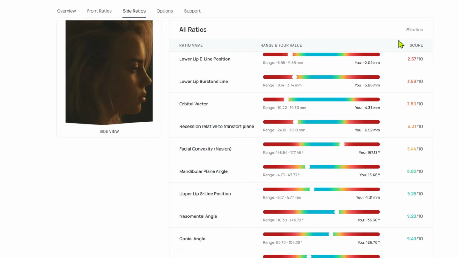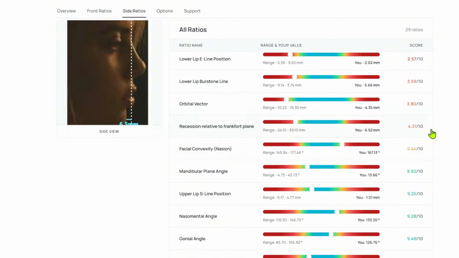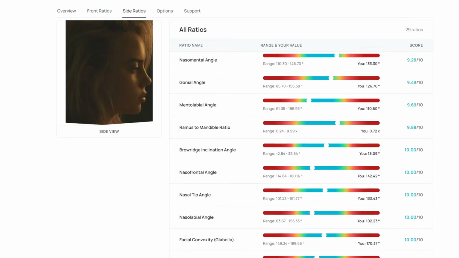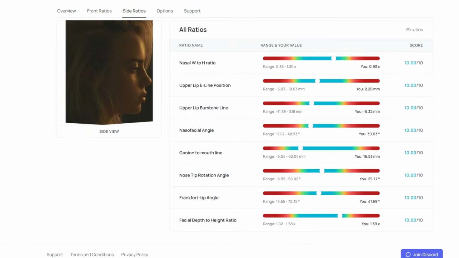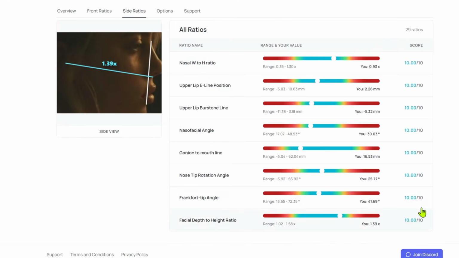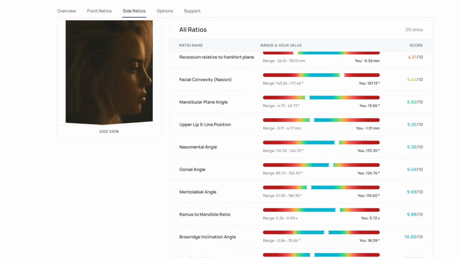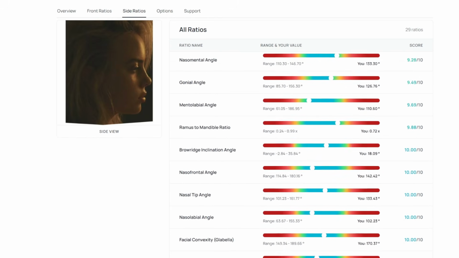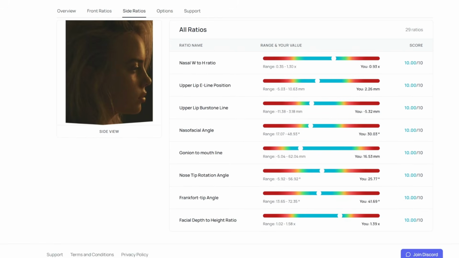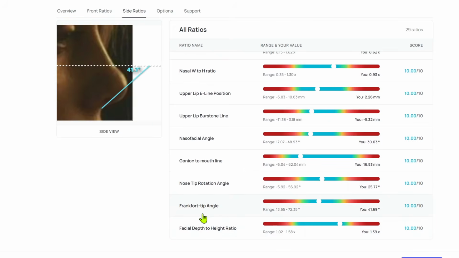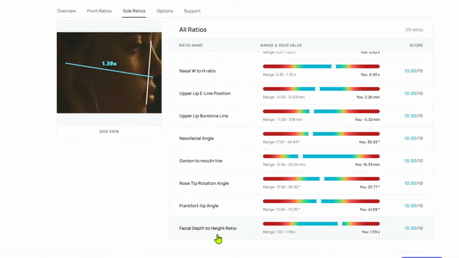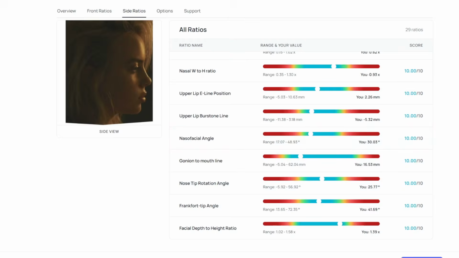Yeah, okay. So all these scores are going to give us the idea, and each one has their own weightage and impact on the score. They're not all even. It just depends on the severity. But we have some 10 out of 10s, of course. Okay. Honestly, her face isn't that bad. It's definitely around the average to above average. But we'll see what her actual scoring gets for the harmony. Top scores would be her Frankfurt tip angle, facial depth to height ratio, nasofacial angle.